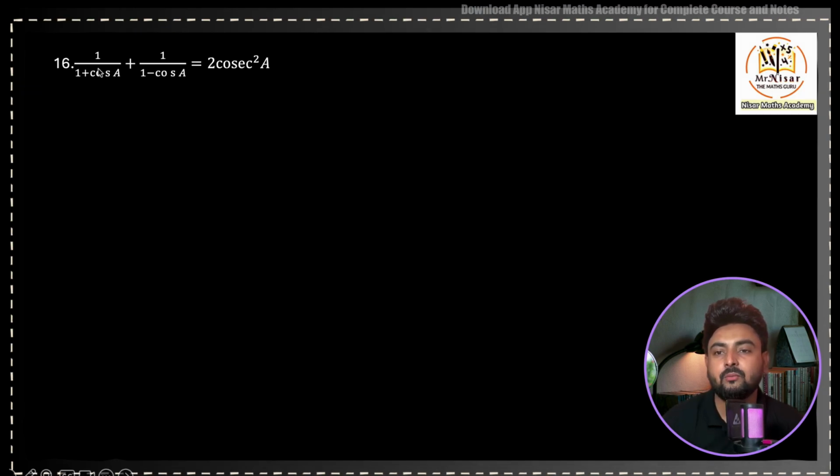In the next question we have 1 upon 1 plus cos A plus 1 upon 1 minus cos A is equal to 2 cosec square A. This we have to prove. Very simple. Come on, let's take left hand side. Children, you always remember, whenever you see such type of questions, here you have to do cross multiplication. Like here this will be cross multiplied with this and this will be cross multiplied. So wherever you see such type of questions, remember you have to cross multiply.